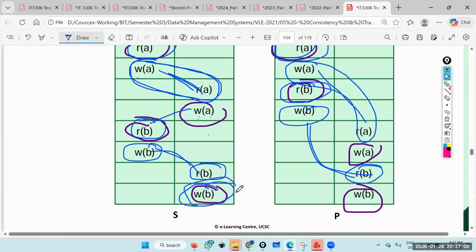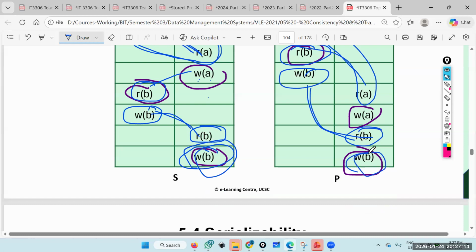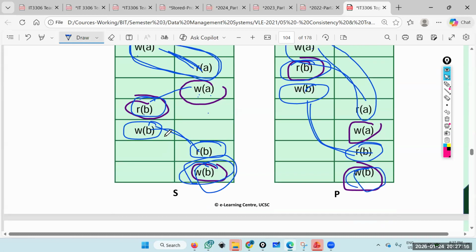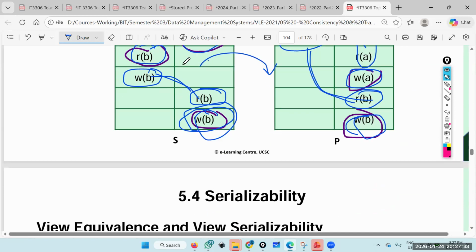And the final write for B is done by T2. Here also B is done by T2. For A, the final write is done by T2. Here also the final write is done by T2. So therefore, no issue. Right? No issue. So these two are view equivalent. If this is conflict serializable, this is also serializable, because this is view serializable to this. And if this is conflict serializable, this is also serializable. Okay.